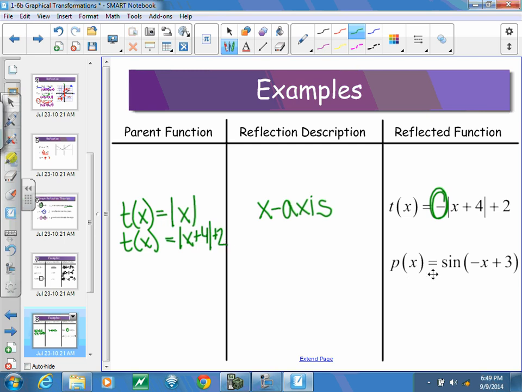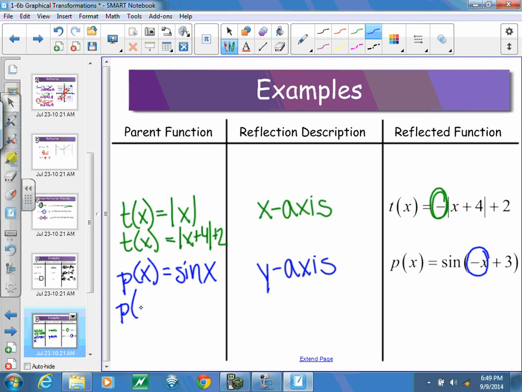In the next one here, you have an inside change because that x is negative, which is inside the parentheses. So that's our reflection across the y-axis. And its parent function would start out, if there was nothing taking place to it, we'd have the sine of x. And because we've moved this to the left 3 units, I'm going to go ahead and just say its parent function is the sine of the quantity of x plus 3.